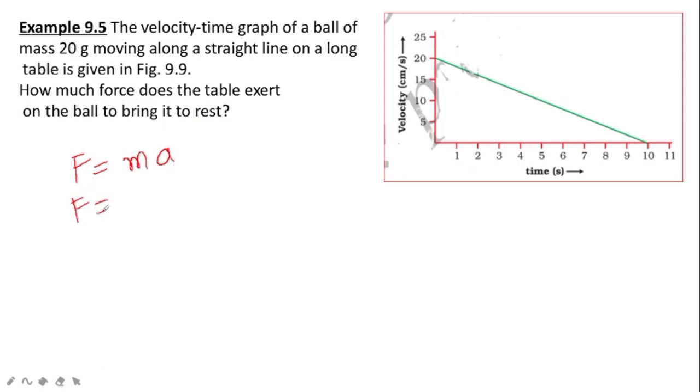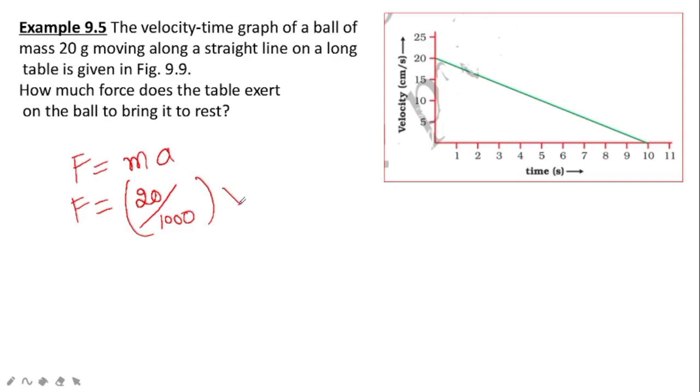So F equal to, what is mass? It is 20 gram, right? But here what is the unit of mass? It is kg. So we have to convert this 20 gram into kg. So how can we convert gram into kg? If we divide the given gram by 1000, we will get it in kg, right?